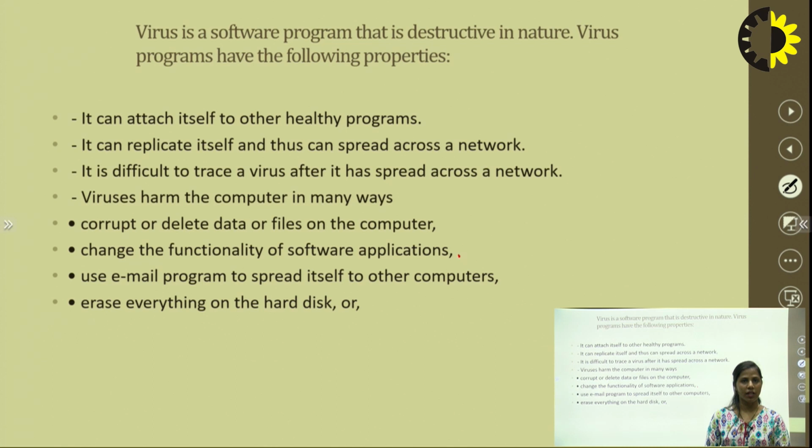We have different software applications, and sometimes we have noticed that the speed of applications running on the system just changed. The functionality of the applications gets changed. These are the various things which get changed through viruses. Next, a virus can use an email program to spread itself to other computers, and it can erase everything on the hard disk. This harm caused to your system can be avoided by using the different types of antivirus available in the market.